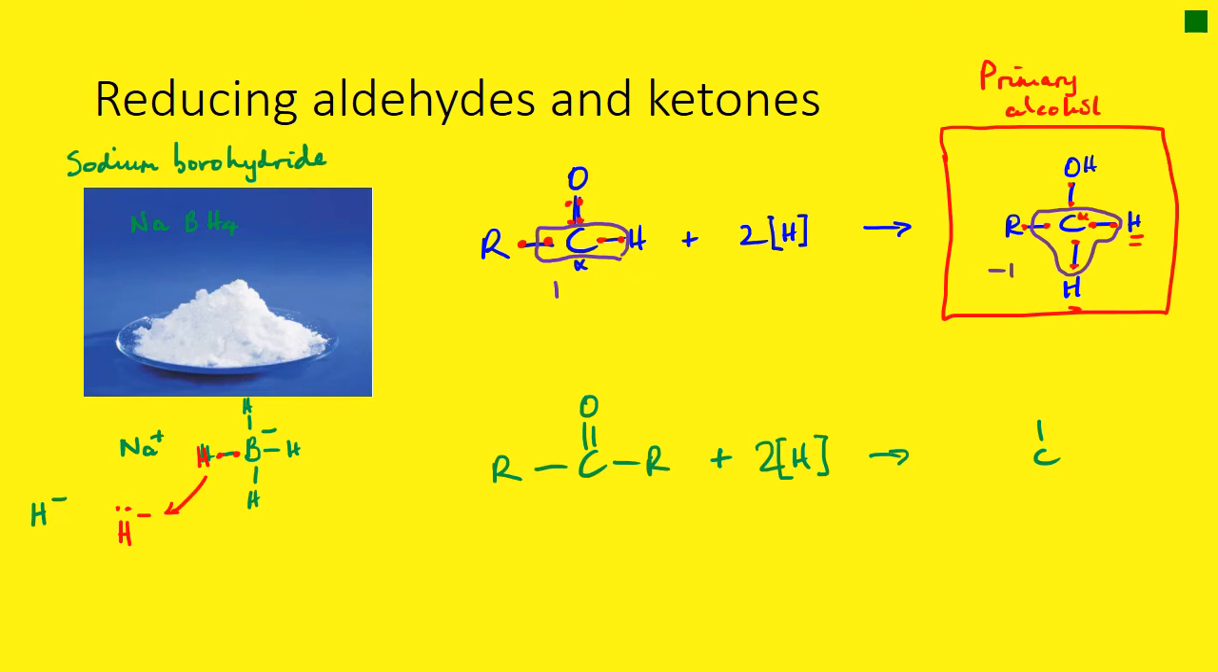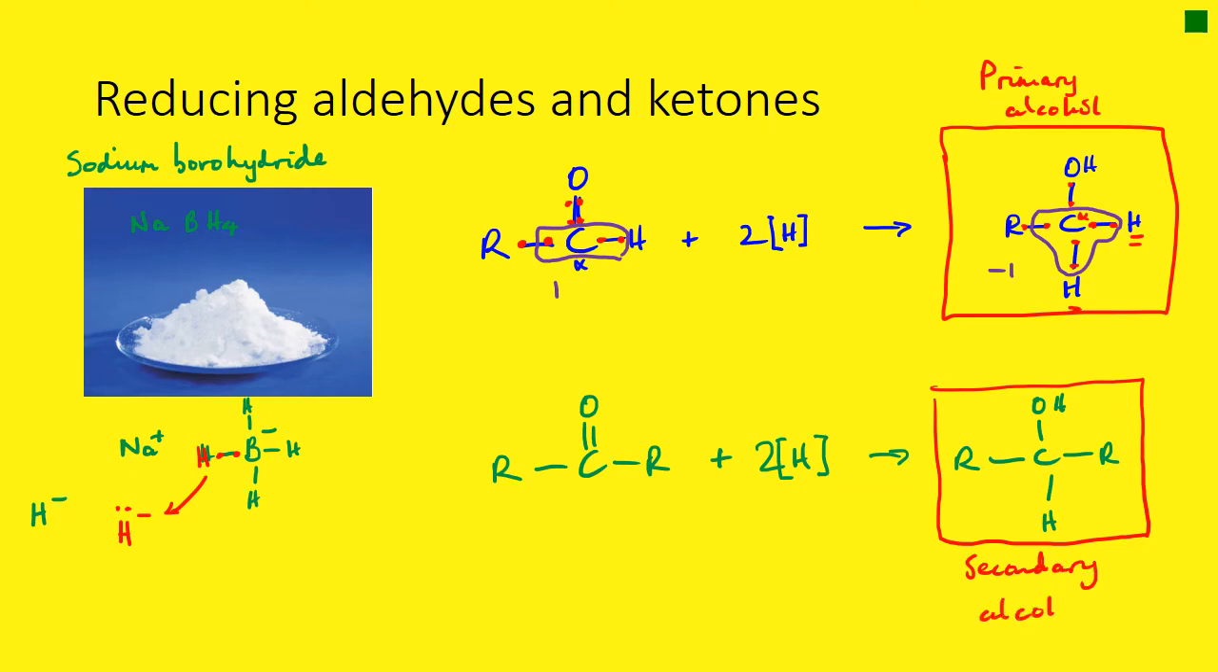let me draw that properly. Because it's a secondary alcohol, we need both of those alkyl groups still on there, and therefore only one hydrogen there. So we've got only one hydrogen hanging off our alpha carbon and two alkyl groups hanging off our alpha carbon. So this alcohol that we have made is a secondary alcohol. And that's what we've made with that reduction reaction, starting off with a ketone.